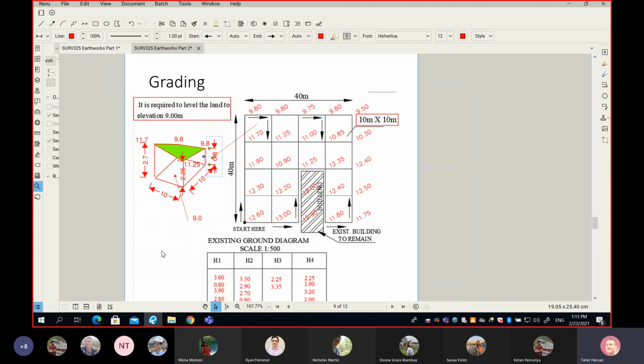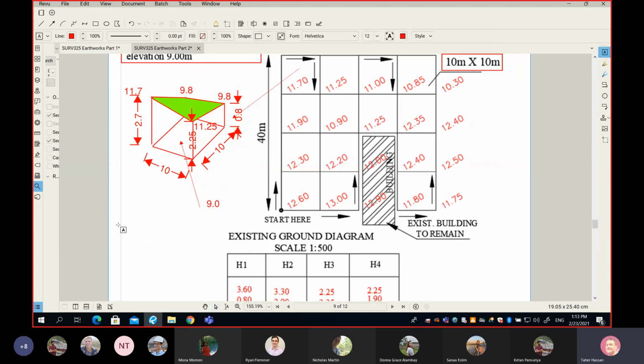Now I need some help. Anybody help me tell how much is V1? V1 is going to be the volume of cut from only one cell, the first cell, the northwest cell. Any help?